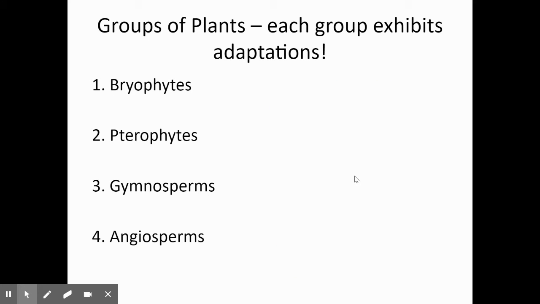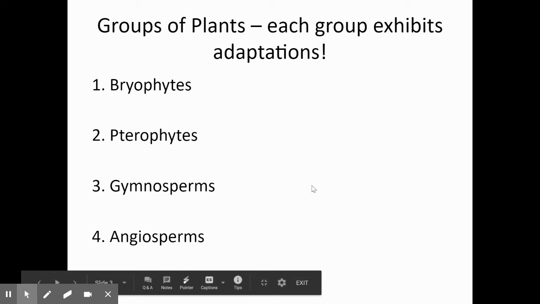All right, so what we're going to do now is go through each of the four major plant groups. Let me just pronounce these. The first group is bryophytes. The second one is pterophytes. The third one is gymnosperms, and the last group are the angiosperms. We're going to talk about each one of these groups from an evolutionary standpoint. Out of these four groups, the bryophytes were kind of the first one to evolve. Pterophytes were next, then gymnosperms, and then angiosperms were the last plant group.